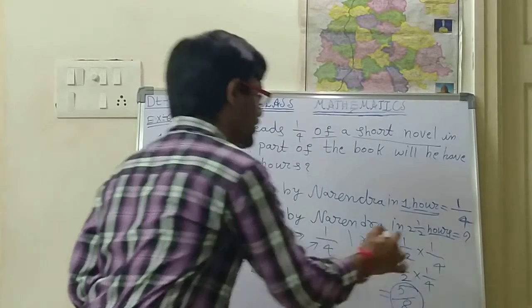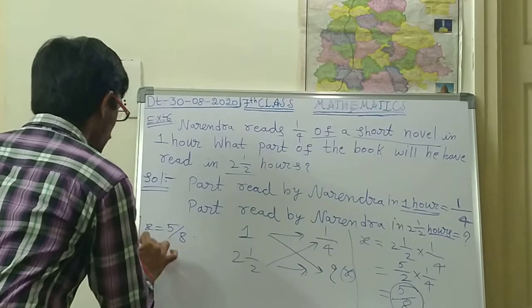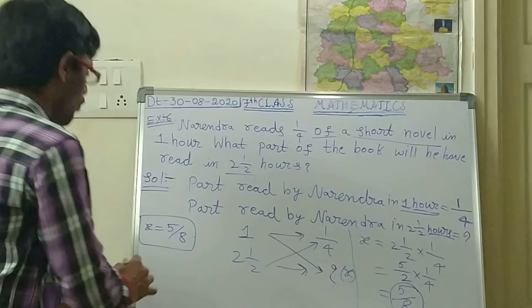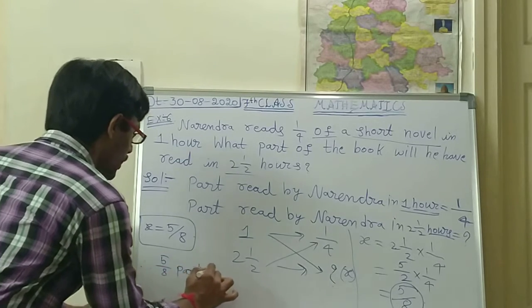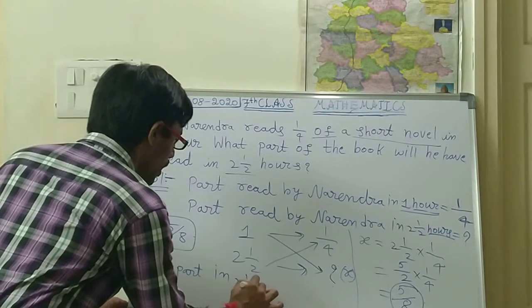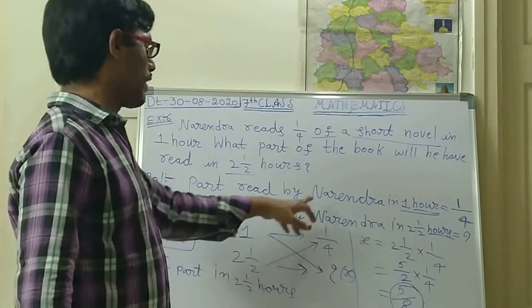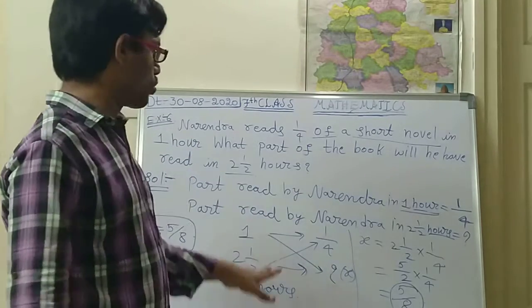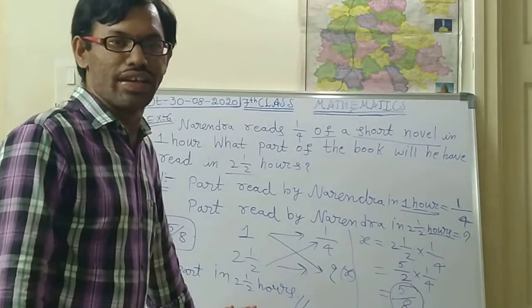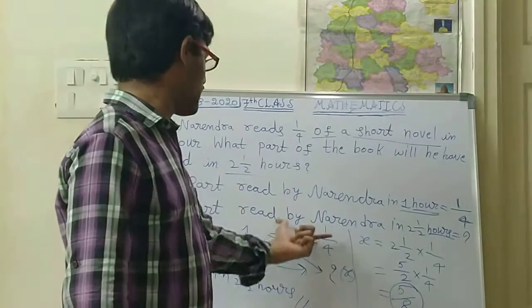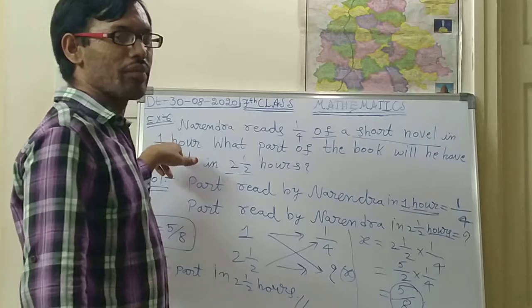So how much part has he read? x is equal to 5 by 8. Therefore, what should you write? 5 by 8 part in 2.5 hours is read by Narendra. Okay, like this you should write the answer. I hope you have understood this answer very easily, just by taking the steps and making this into a unitary method. He directly gave the unitary method only.